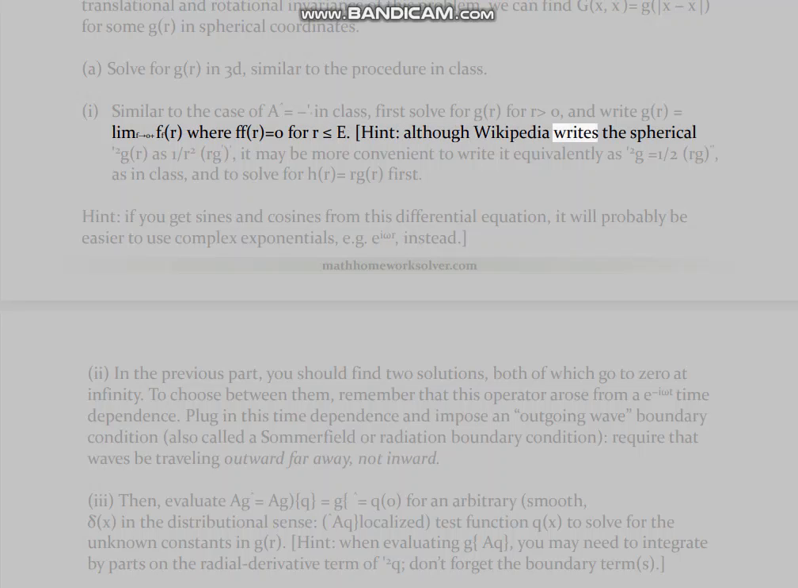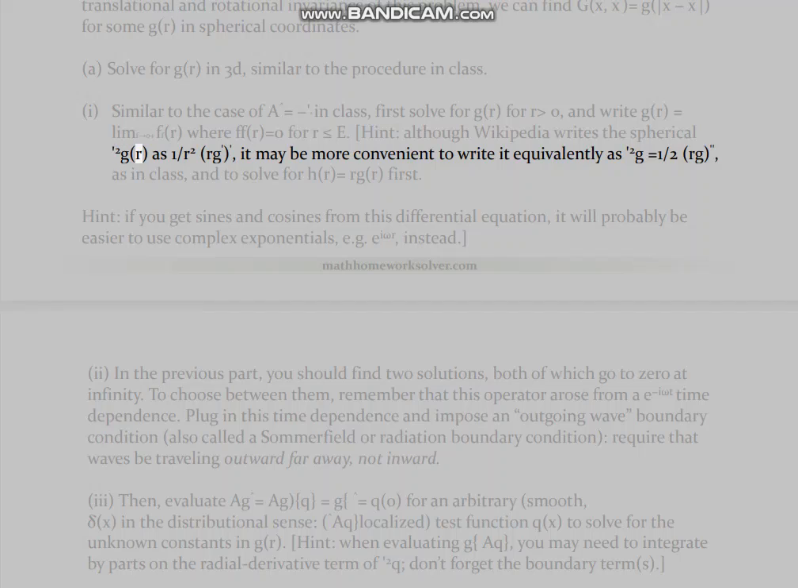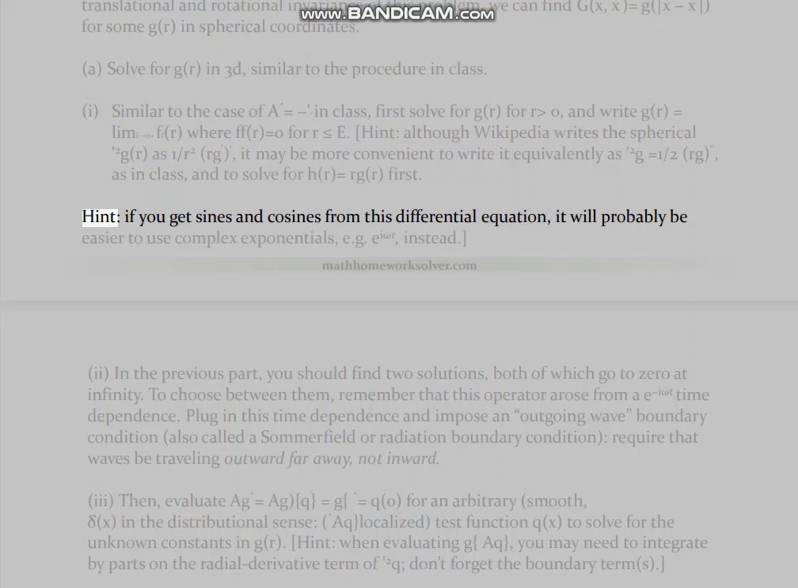Hint: although Wikipedia writes the spherical ∇²G(r) as 1/r² (r²G')', it may be more convenient to write it equivalently as ∇²G equals 1/r (rG)'' as in class, and to solve for H(r) equals rG(r) first. Hint: if you get sines and cosines from this differential equation, it will probably be easier to use complex exponentials, e.g. e^{iωr}, instead.